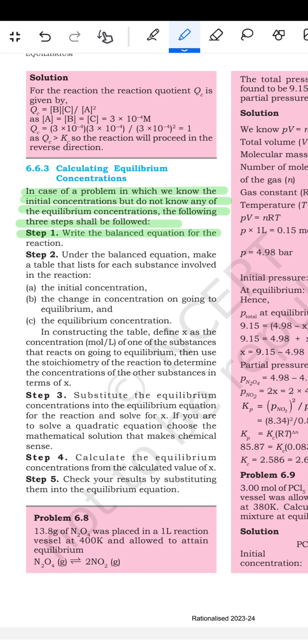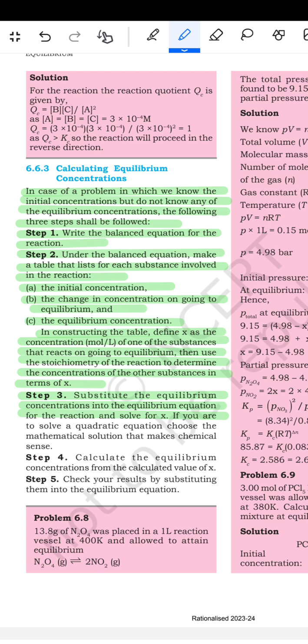Step 1, write the balanced equation for the reaction. Step 2, under the balanced equation, make a table that lists for each substance involved in the reaction the initial concentration, the change in the concentration on going to the equilibrium, and the equilibrium concentration. In constructing the table, define x as the concentration, mole per liter, of one of the substances that react on going to the equilibrium. Then use the stoichiometry of the reaction to determine the concentration of the other substances in terms of the x.